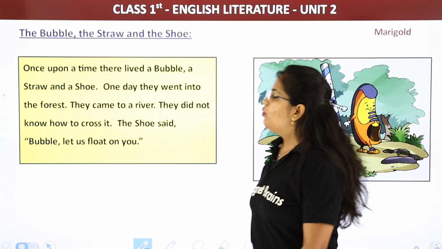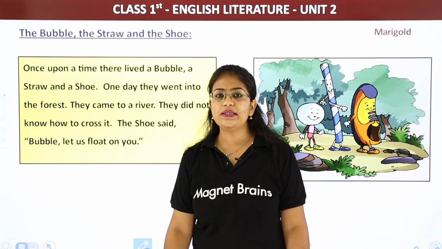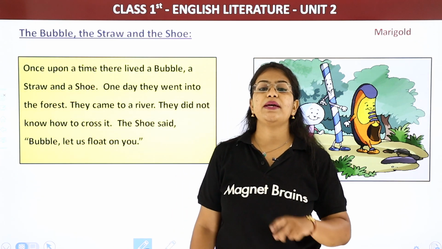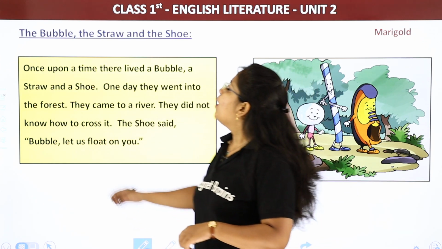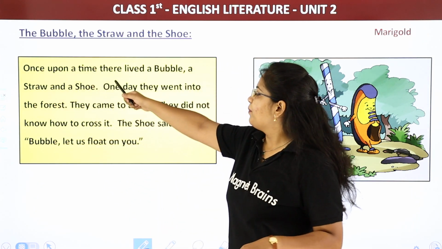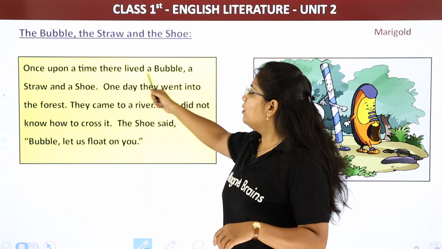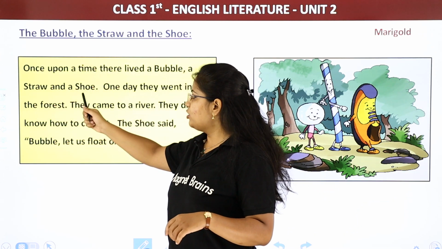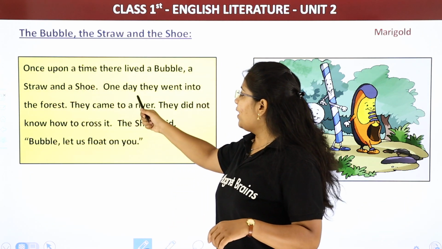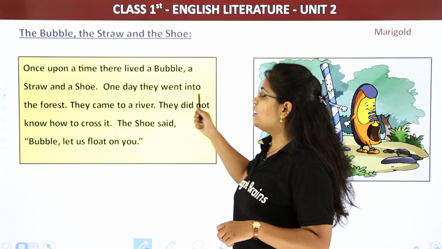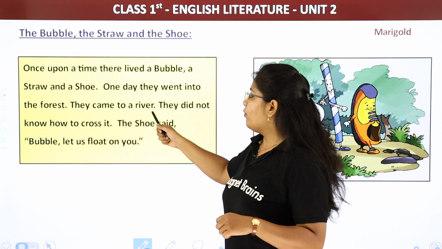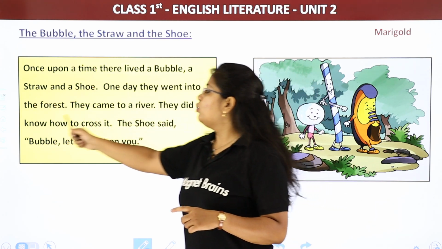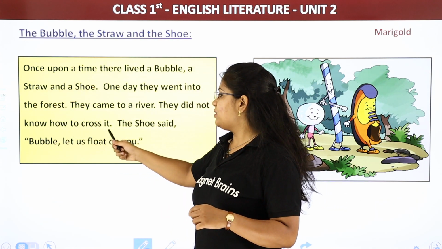ठीक है, you can underline the hard words and you can write them 5 times so that you will learn them. ठीक है. Once upon a time, there lived a bubble, a straw and a shoe. One day, they went into the forest. They came to a river. They did not know how to cross it.